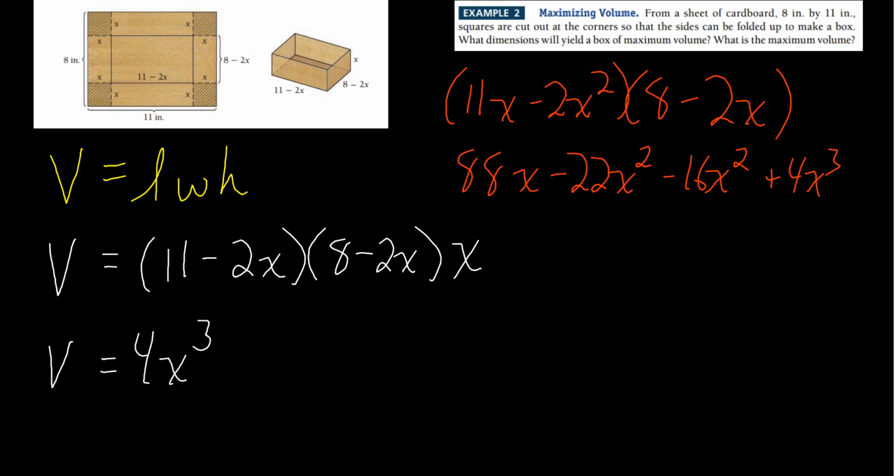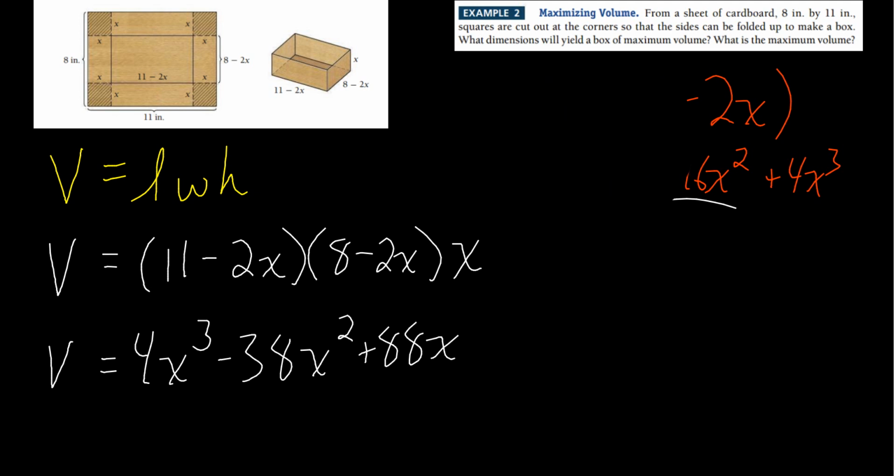If I clean that up, I'll have 4x cubed, and then we're going to combine the two middle terms here, so it's negative 38x squared, and then plus 88x. All right, so this is my volume.